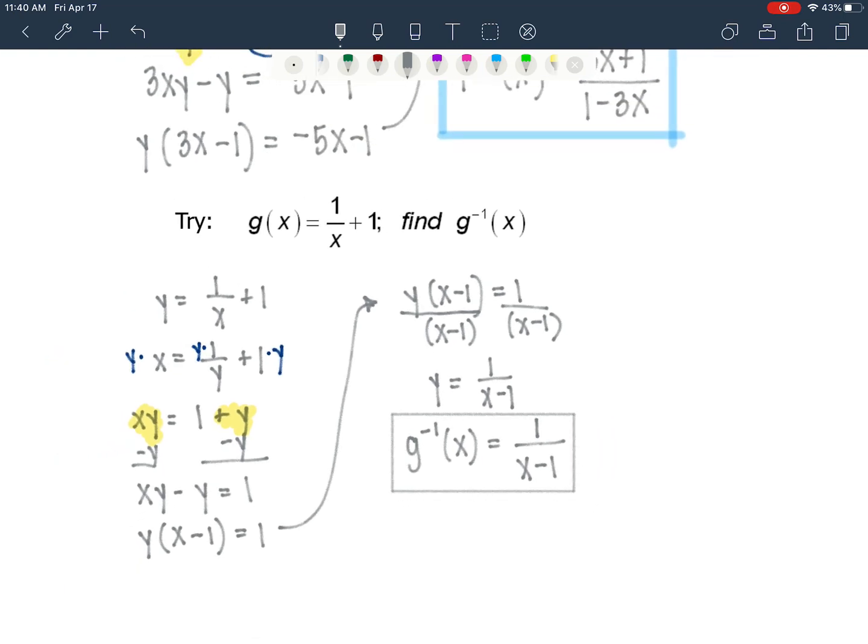Their graphs are symmetric about the line y equals x. So should you ever graph a function and its inverse function on the same grid, you'll see that it's very much symmetric. We'll go into it pretty deeply when we graph exponential and logarithmic functions.